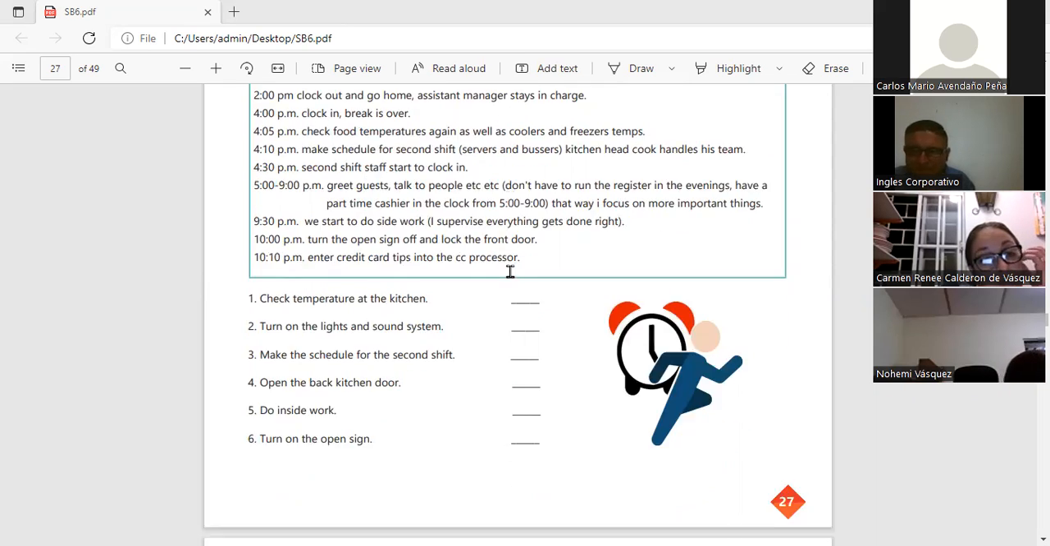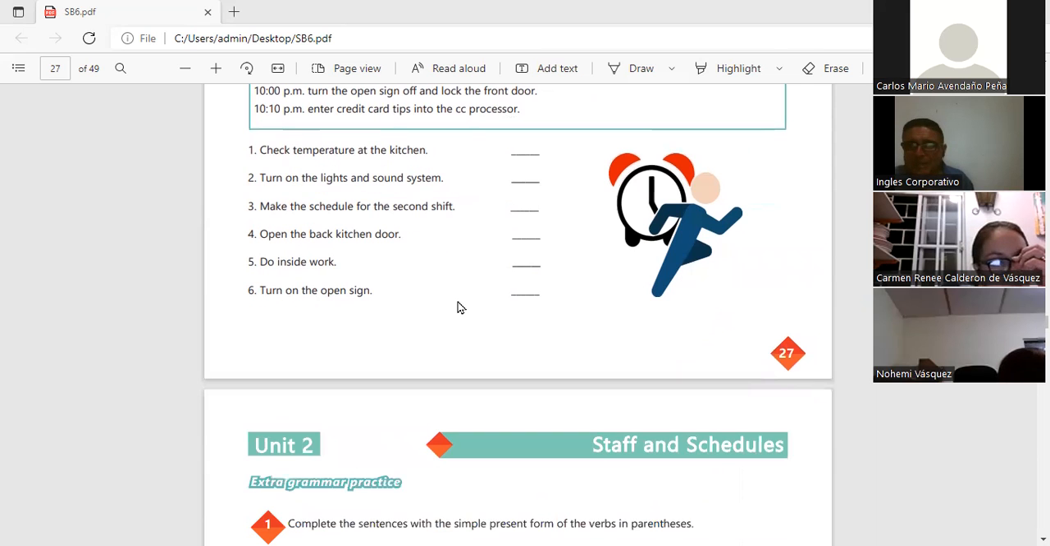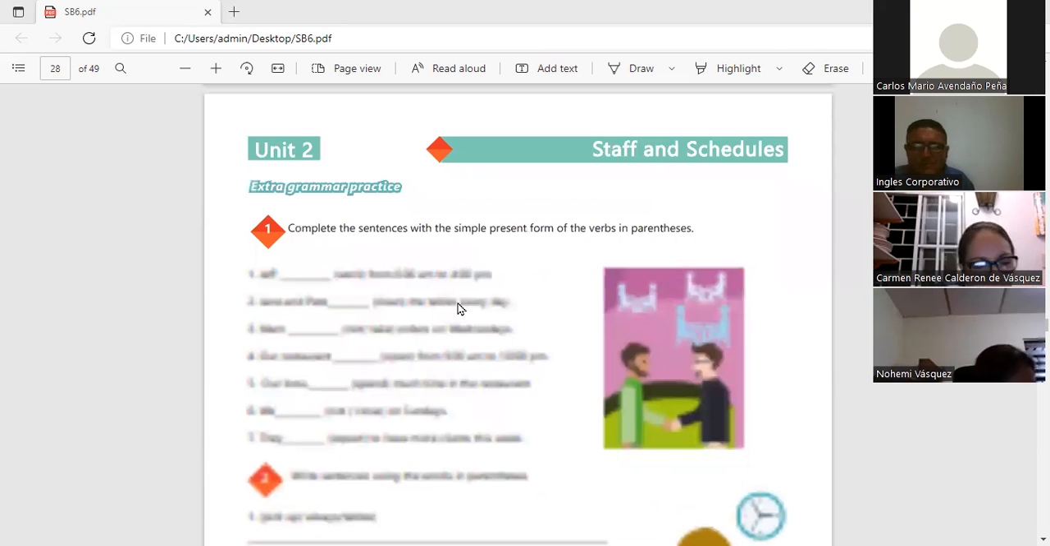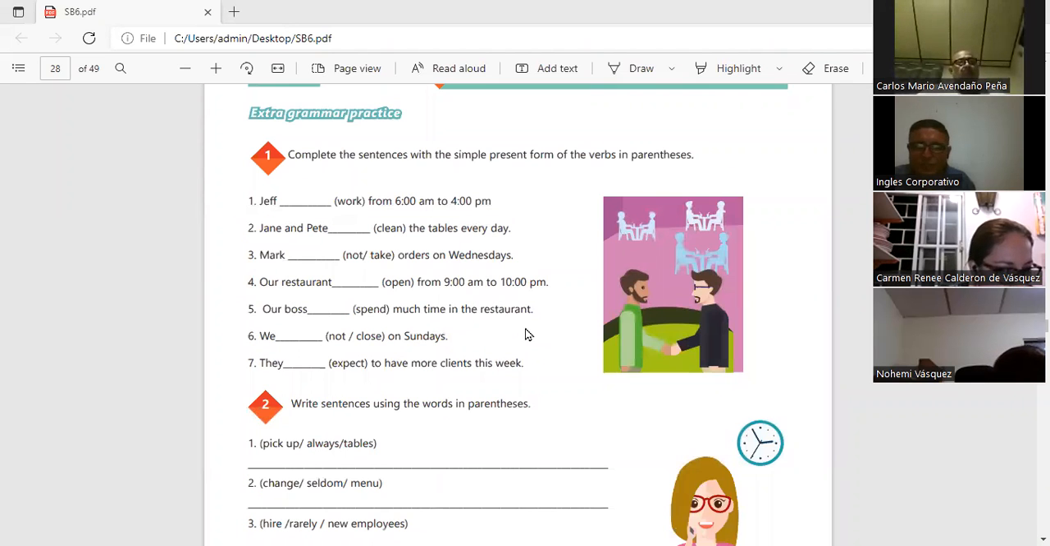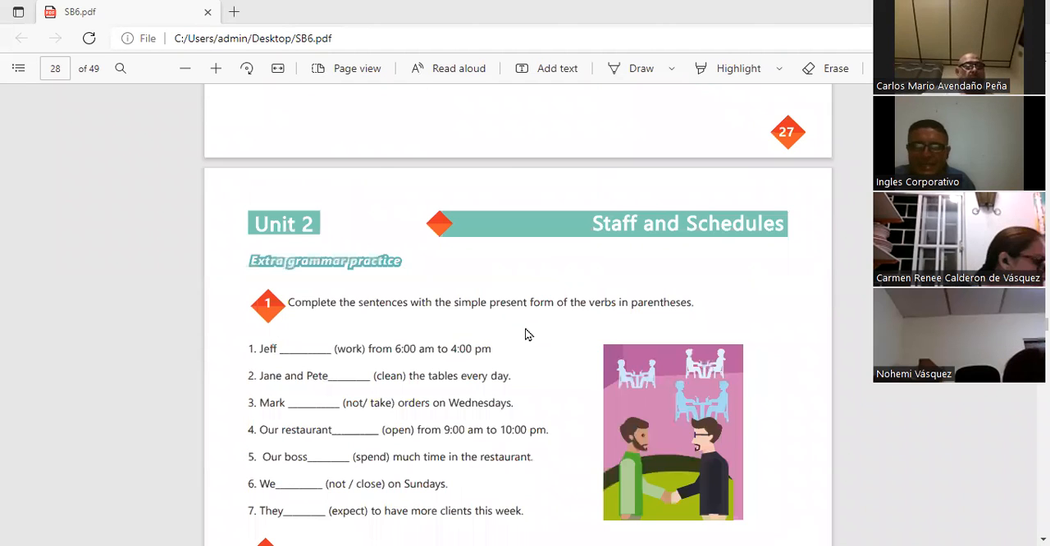Very good. Any questions about this exercise, people? No? Good, very good. So do exercise one on page 28. Exercise one on page 28. Complete the sentences with the simple present form of verbs in parentheses. Let's go.